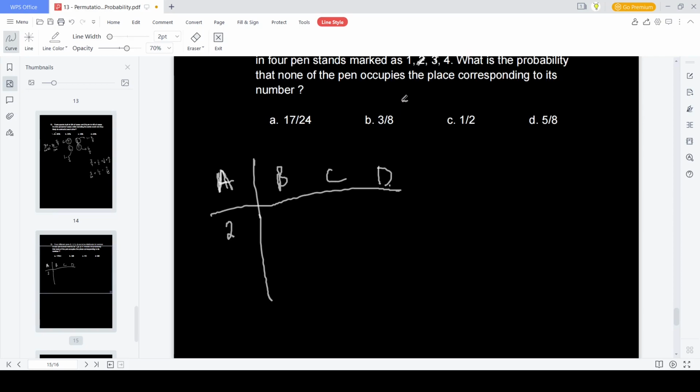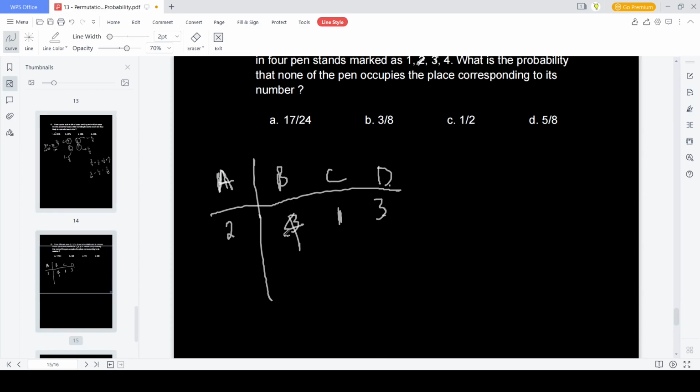Okay, so now I have to fill the rest, right? In C, I will fix the pen 1. Okay, so in B, I will fix the pen 3. I can't do this because D will go to 4. That is not allowed. So I will fix 4 here and I will fix 3 here. So that is one condition.